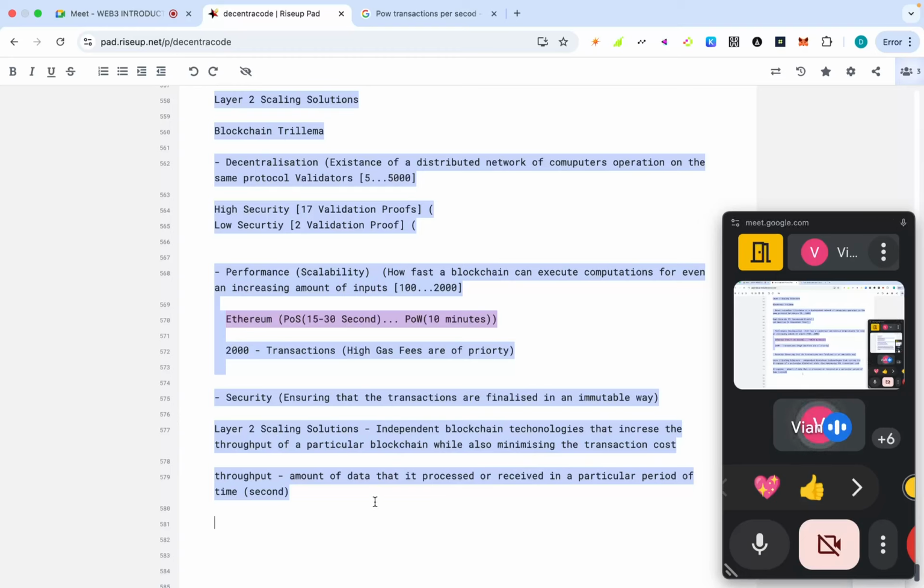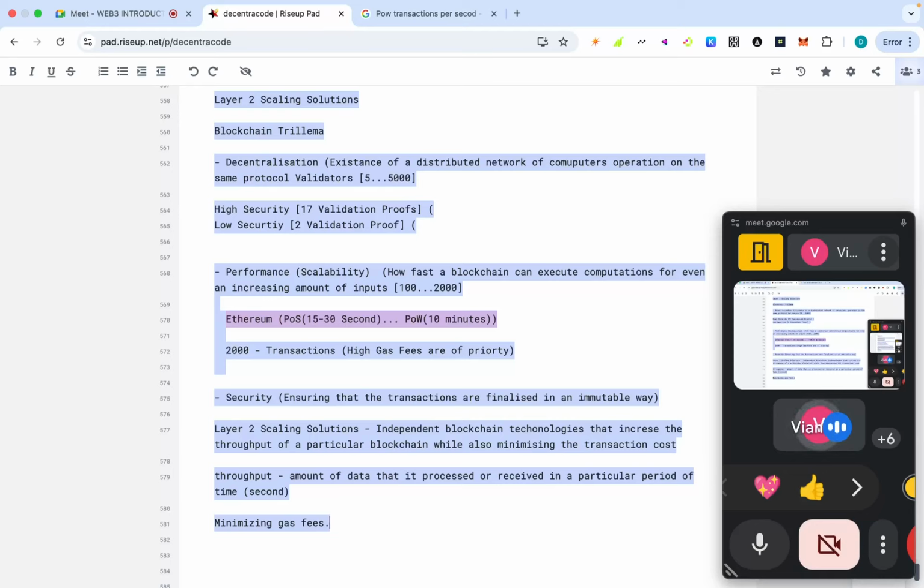minimizing the transaction cost. We're going to see that practically, but that means that we're simply minimizing gas fees. So that's what layer 2 scaling solutions do.